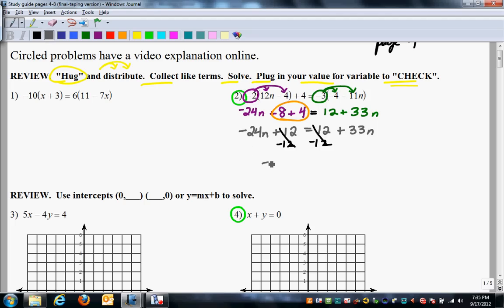We end up with -24n equals 33n. I'm going to go ahead and add 24n here, add 24n. -24n plus 24n is 0 equals 57n. The only value of n here, 57 times what equals 0, is n equals 0. That is the only correct value of n to make that a true equation.